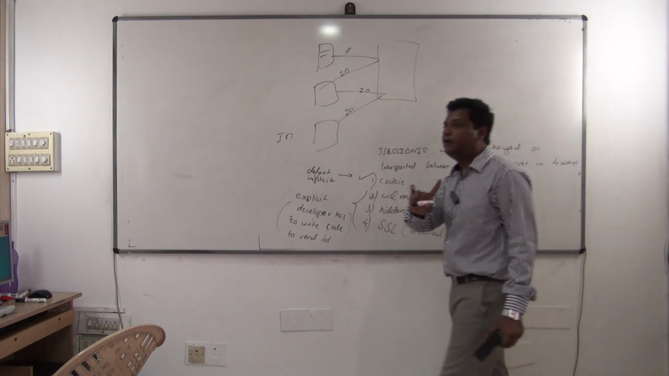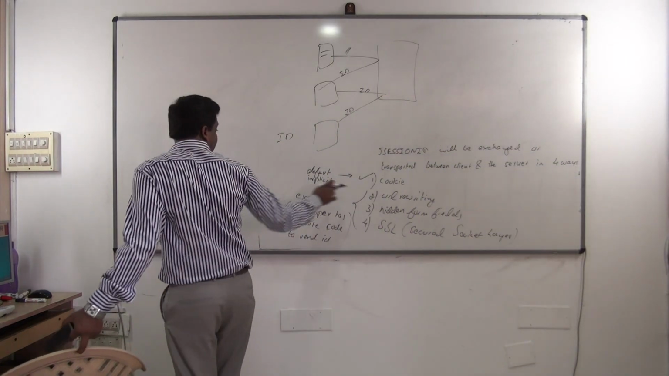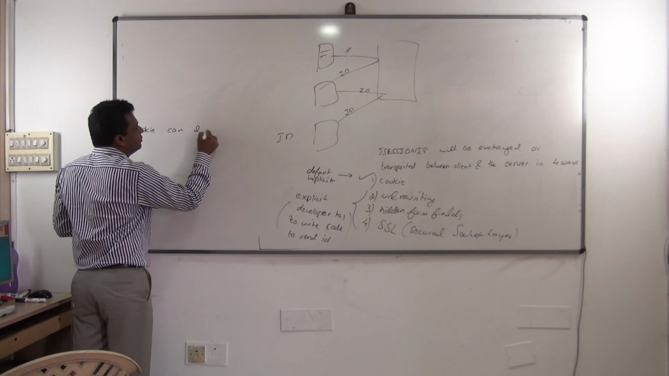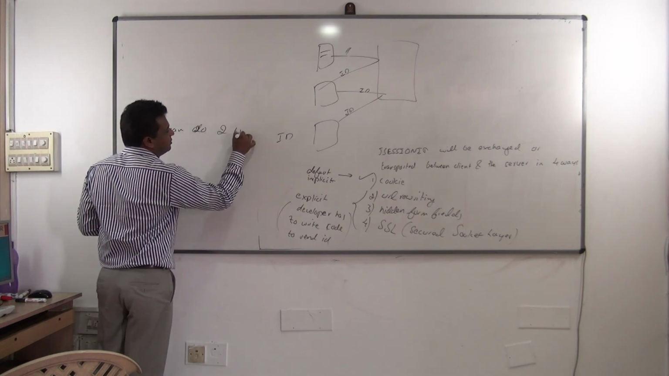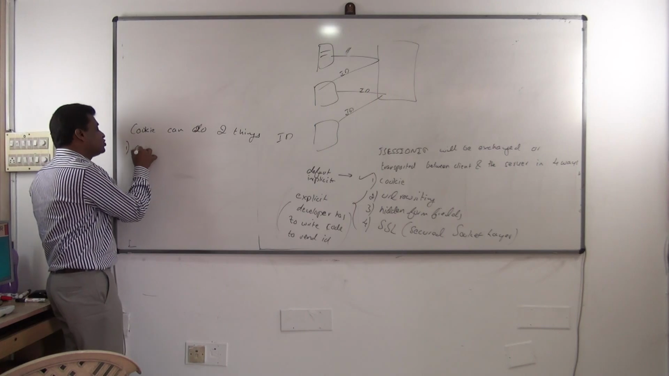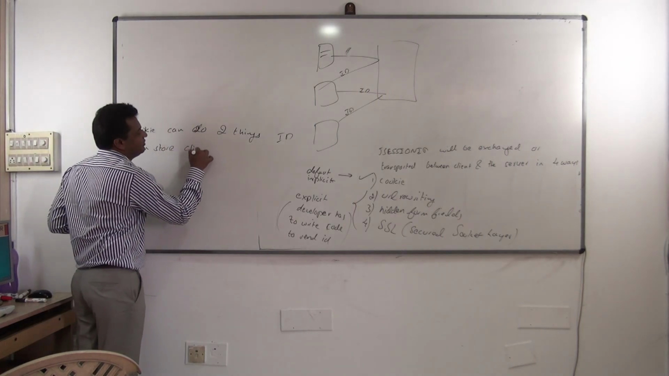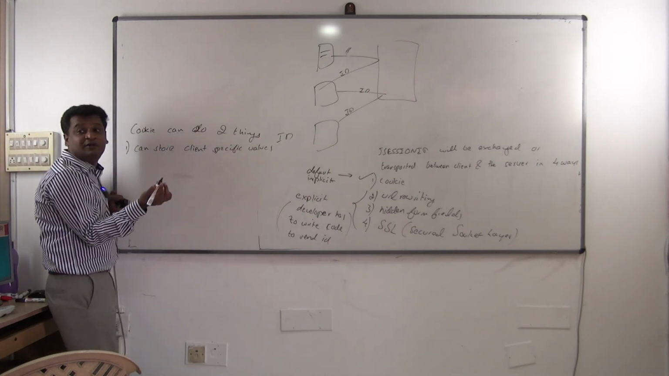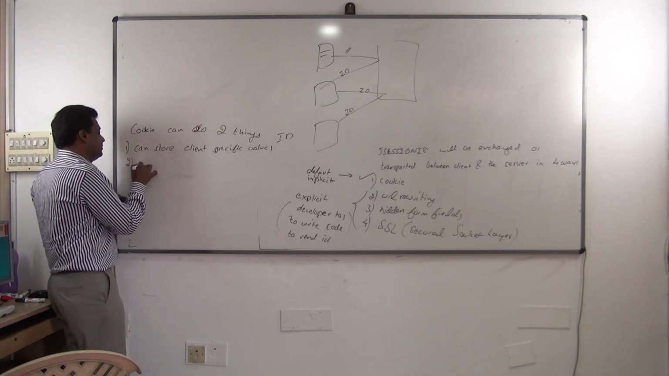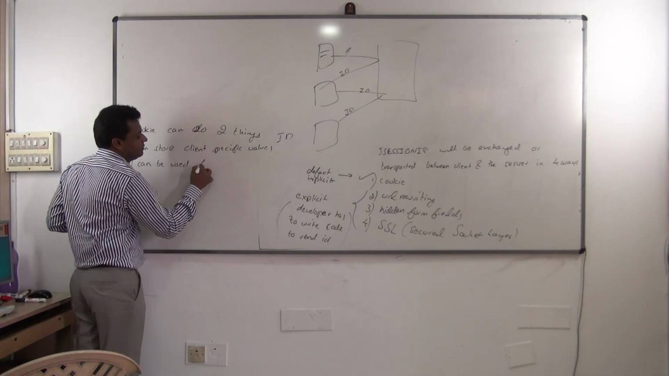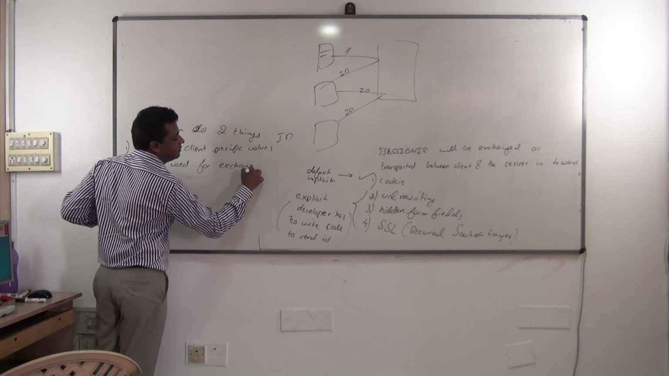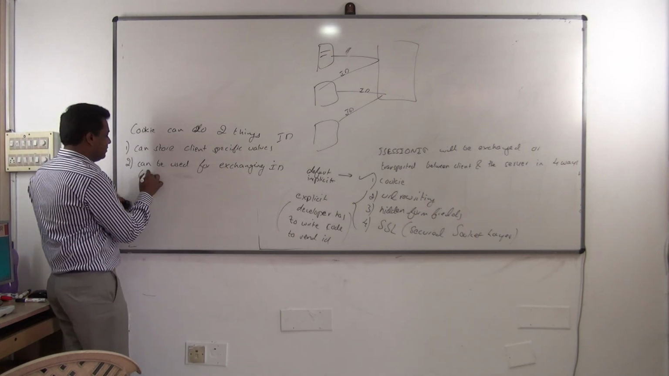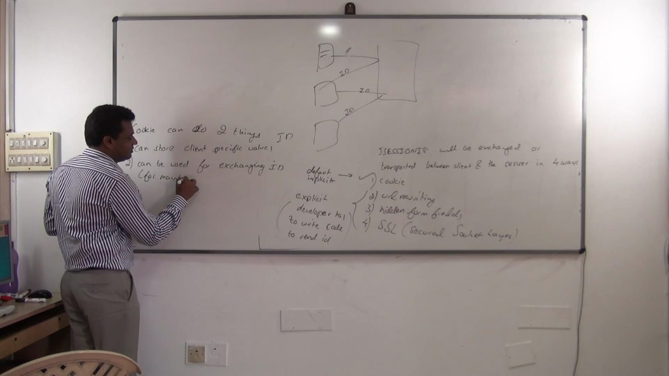So now, see, a cookie can do 2 things. Let's come to the first one now, cookie. It can store client specific values. Very good. At the same time, it can be used for exchanging the ID. And this is done for maintaining the session. Yes or no?